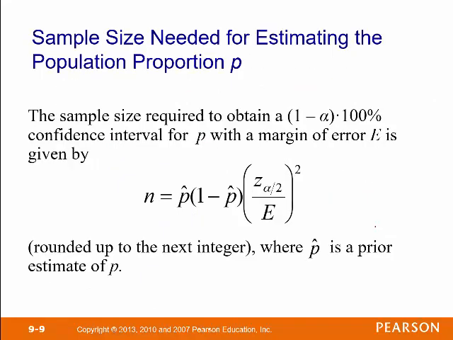Okay, so first, this is the sample size needed for estimating the population proportion p when you're given a prior estimate. The sample size required for obtaining a 1 minus alpha times 100% confidence interval for p, where you're given some margin of error E, is given by this. And you're always going to round up to the next integer. So n is equal to p hat times 1 minus p hat, times, in parentheses, the z critical value divided by the margin of error, squared. Here p hat is a prior estimate, so it will be given.